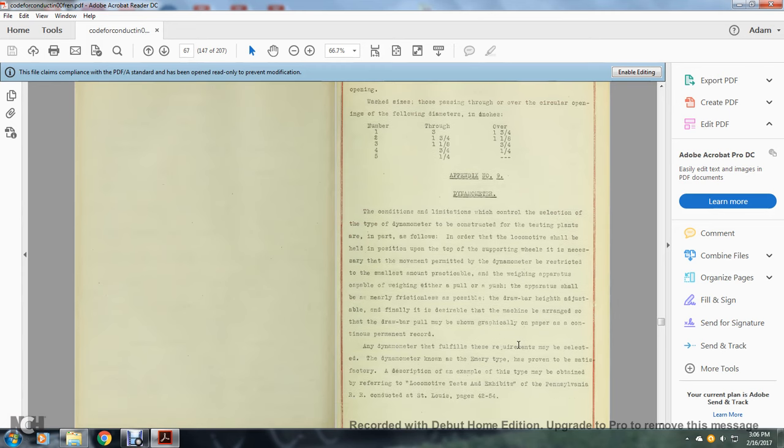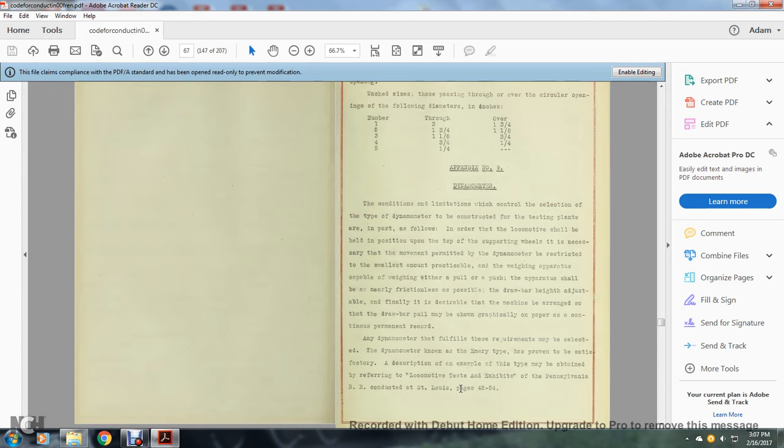Dynamometers that fulfill these requirements may be selected from the dynamometer known as the Emery type, which has been proven satisfactory. A description and example of this type is obtained by referring to the locomotive test exhibits of the Pennsylvania Railroad conducted at St. Louis, pages 42 through 54.